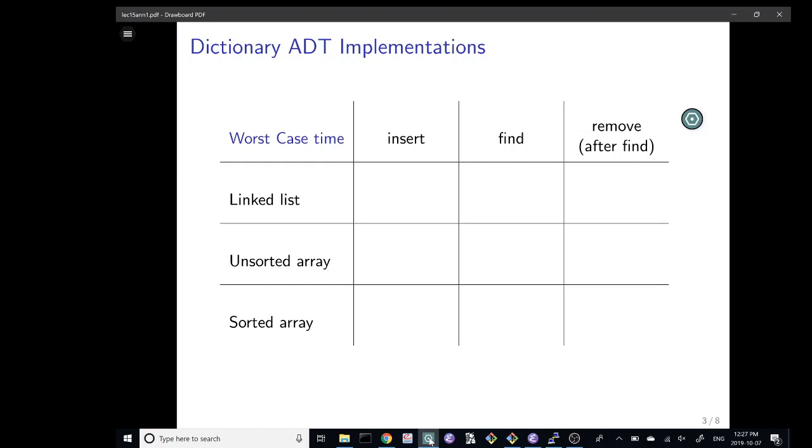What's the worst case time to perform insert on a linked list? Order N? You mean big O of N? I agree with that. It's also big O of N squared. Is it big omega of N? How much time does it take to insert into a linked list? Do you remember linked lists? What did you have to do to insert into a linked list?